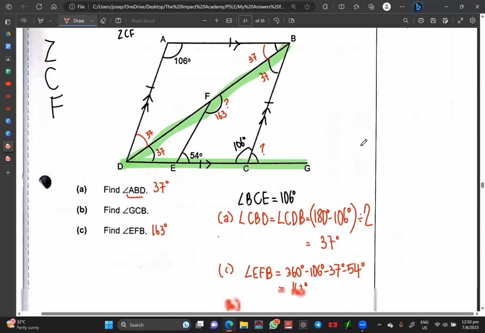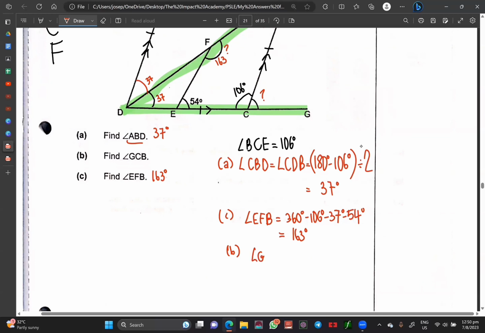So to find GCB, we simply just have to do 180 degrees minus away 106 degrees. When I do that, I'll get a beautiful answer of 74 degrees. And this is my answer for part B. All right, and that's all I have for you for this question.